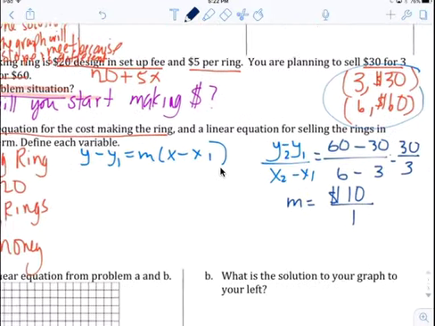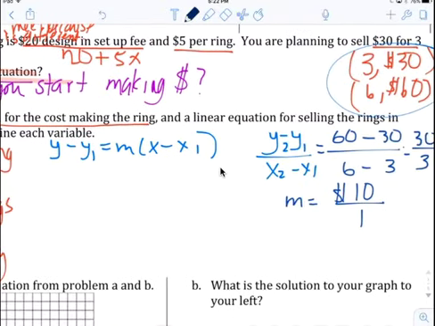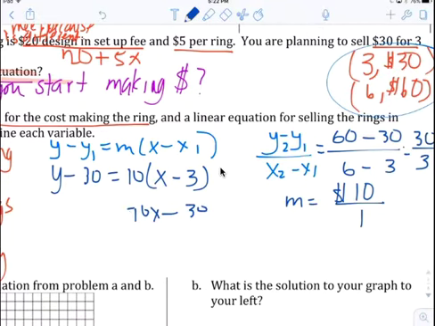Okay. So you're going to sell at $10 each, basically. Y minus y1, which is 30, equals 10, parentheses x minus x1, which is 3. Distribute. Y plus a negative 30.